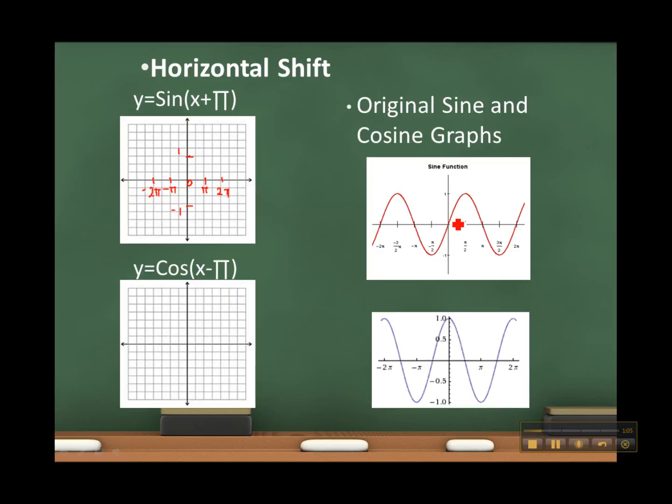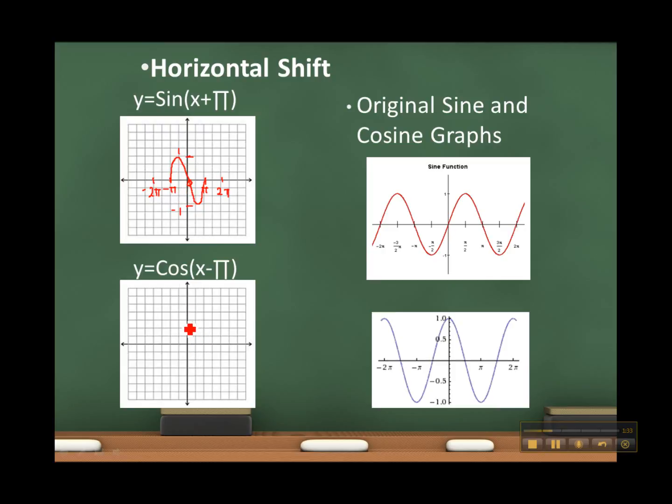So I need a full curve from 0 to 2 pi, but instead of starting at 0, I need to go pi units to the left. So I'm going to have to start here, and 2 pi would be 1, 2, right here. So I need a curve from here to here. So I need to go up to 1, down to negative 1. See how I have a full curve and I shift it to the left pi units.